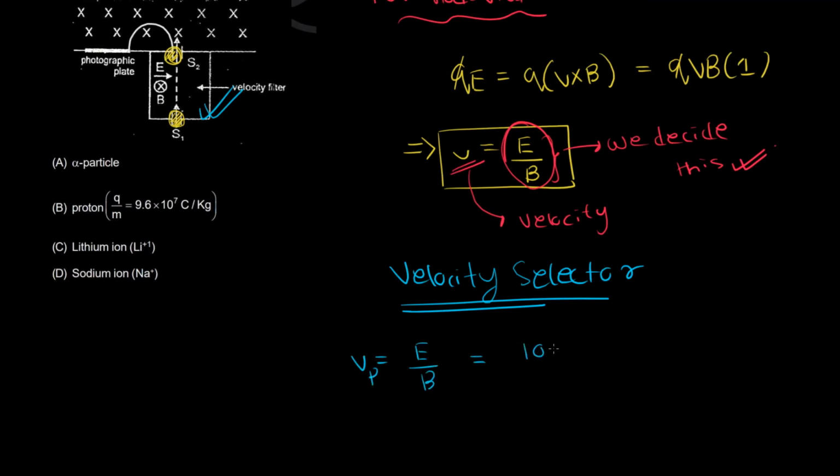Now E is 100 and B is 0.1. This would give us 1000 meter per second. In engineering terms, we write it as 10 to the power 3 meter per second.